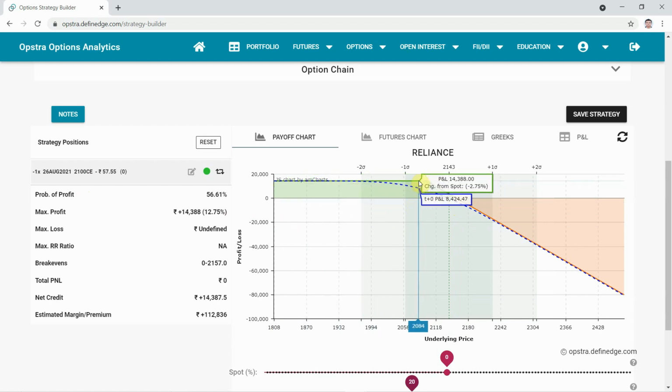You can see how much profit the seller would be getting. The seller's profit is actually constant. The maximum profit that the seller can earn is the premium amount, that is 14,388, and the maximum loss that the seller can make is infinite. This is the same as the maximum profit that the buyer can make. We also discussed this: the maximum profit that the buyer would be making is actually the maximum loss that the seller would be incurring. Similarly, you can try out other different parameters as well.